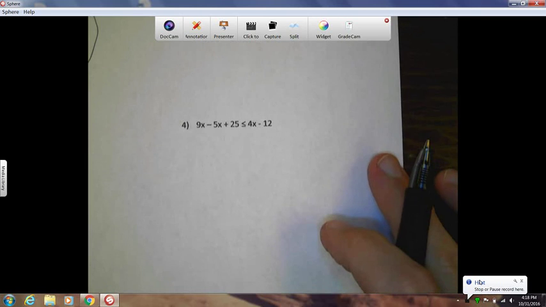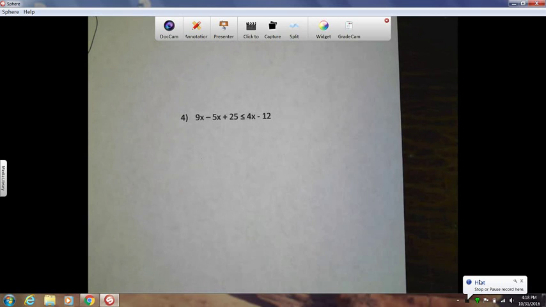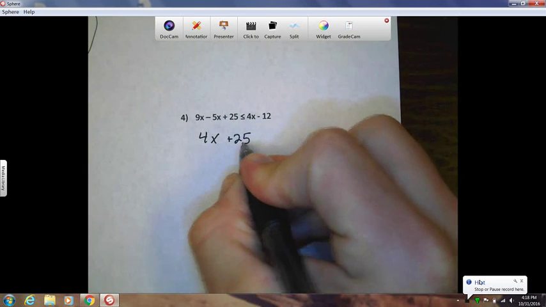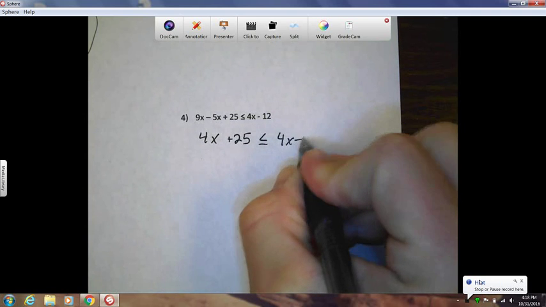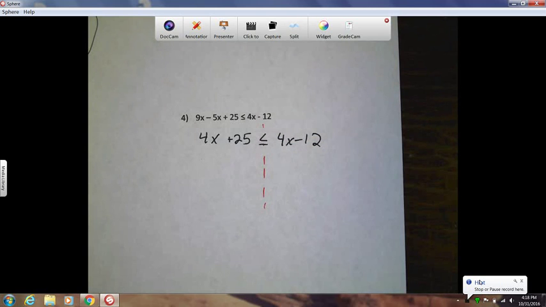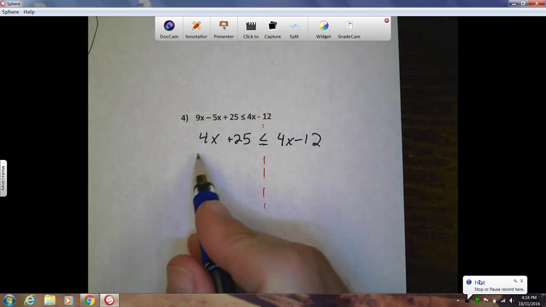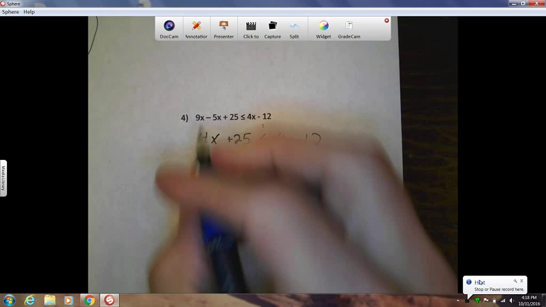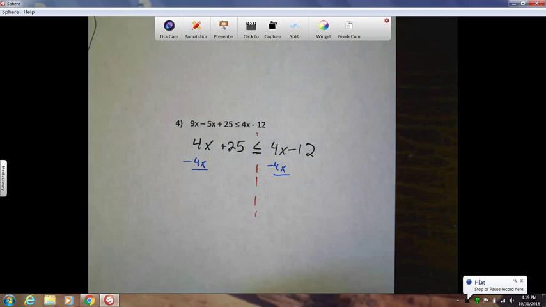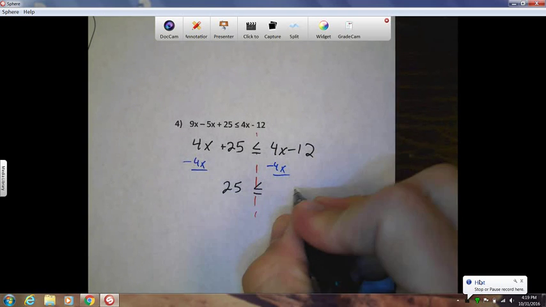I need to simplify as much as I can first. These are like terms. So that's 4x. So I just combined my like terms. Now I need to decide which side to get my variables to. And it doesn't matter, but what I see here is I have 4x on both sides. So if I subtract 4x on this side and on that side, this is all I have left, because these add to 0.